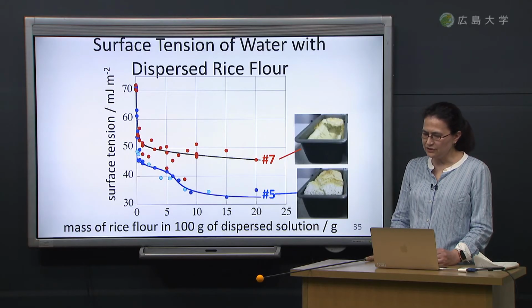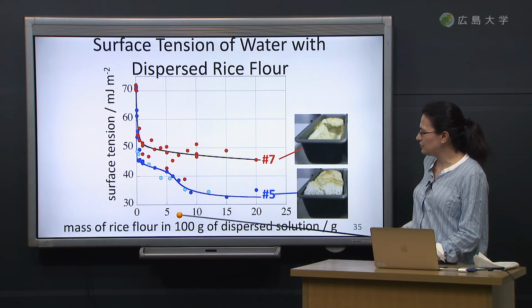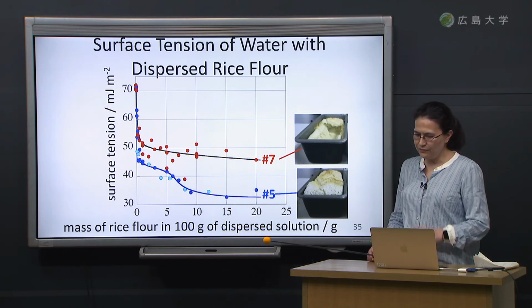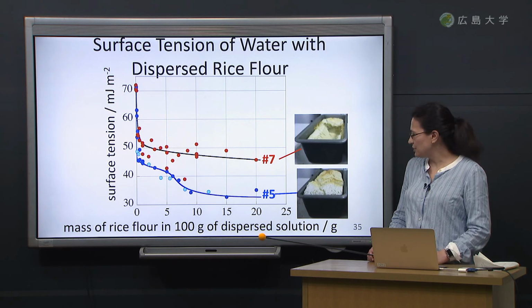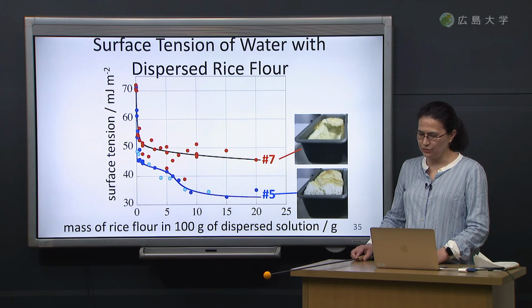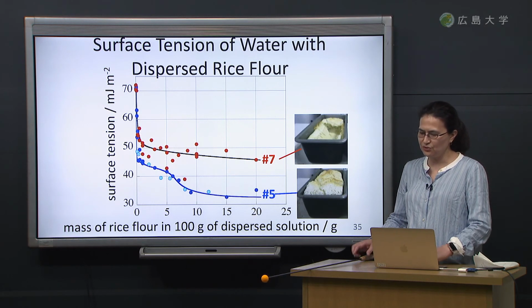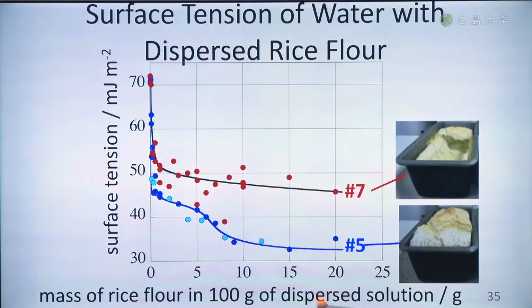The vertical axis is the surface tension, and the horizontal axis is the mass of flour dispersed in 100 grams of water solution, dispersed solution. Number 5, which is suitable for bread, lowers the surface tension of water definitely more effectively than number 7 does, which cannot make soft bread.